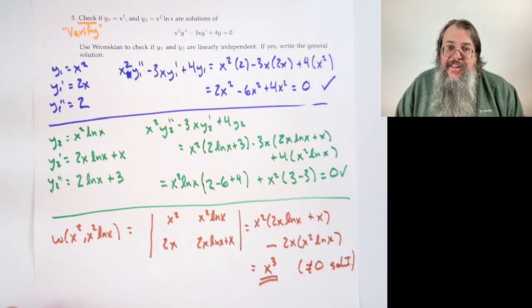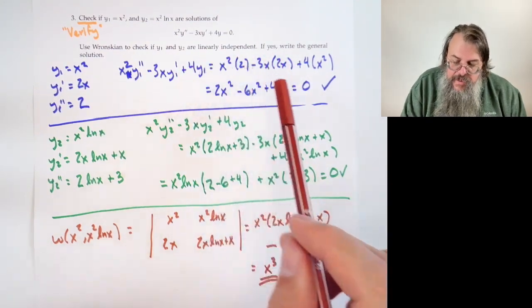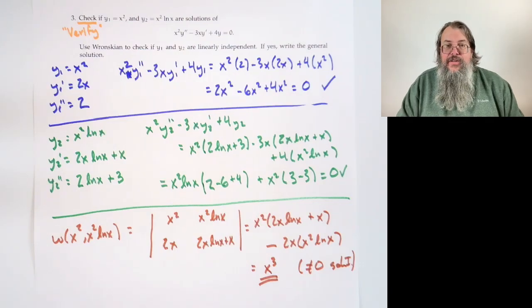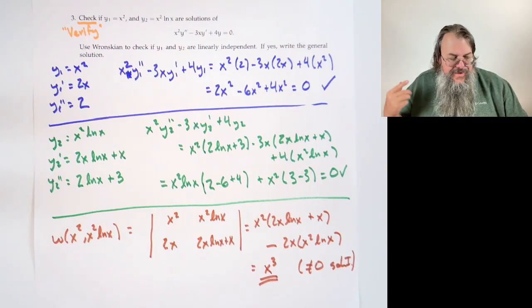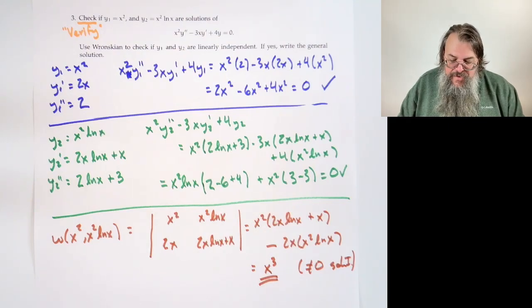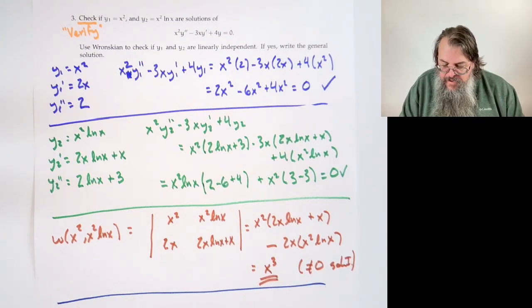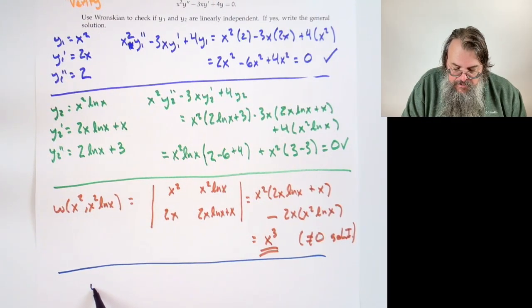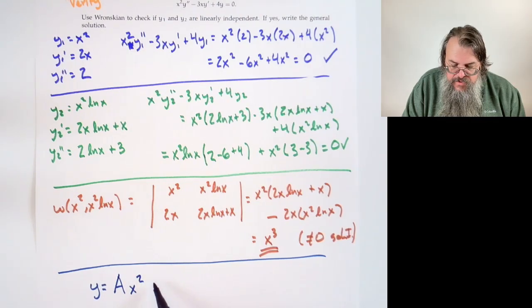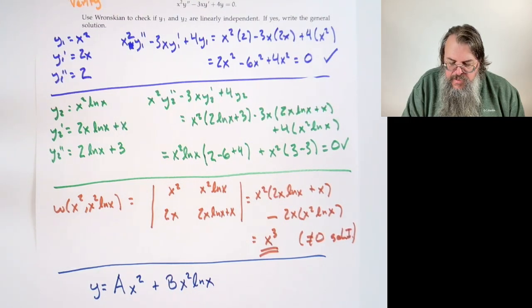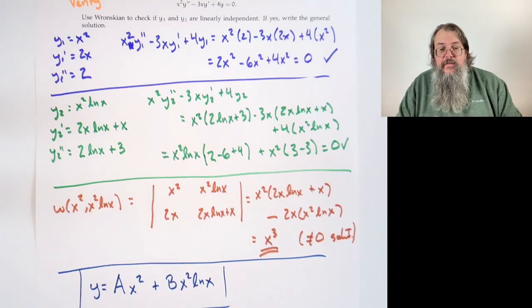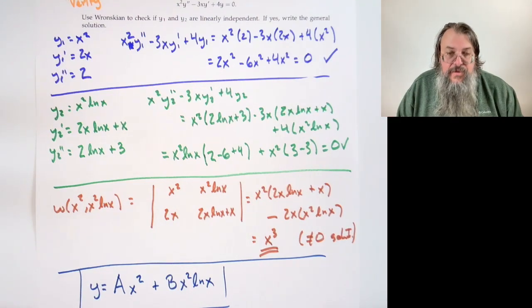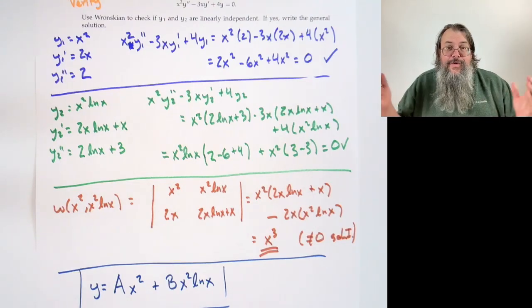Good. Now, the last part says, if yes, and they are, write the general solution. This is just saying, did you understand superposition? Superposition says if I have two linearly independent solutions, then my general solution looks like some multiple times my first function plus some multiple times the second function. And that's it when it comes to writing the general solution. And we're done. That's the whole problem.